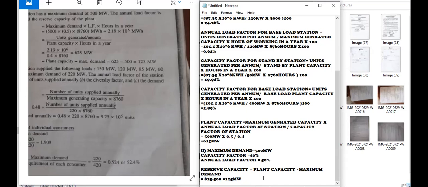Reserve capacity is like, I used that example once. If I have a full bucket of water, but what you're requiring from me is just a cup, and I remove that cup of water from the full bucket, what is still remaining is the reserve capacity. The plant capacity is the full bucket of water, and the maximum demand is the one cup of water you collected. So that is how it works.